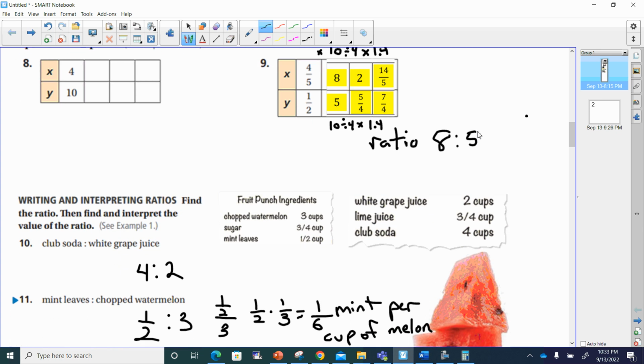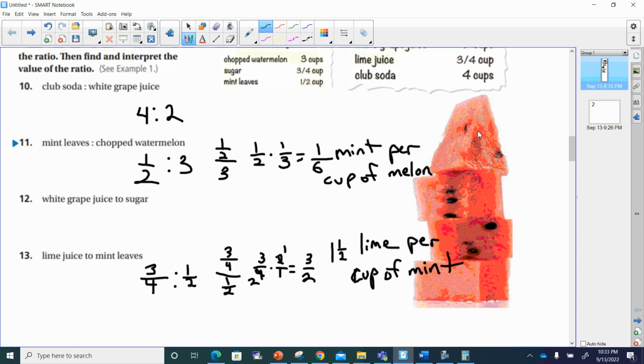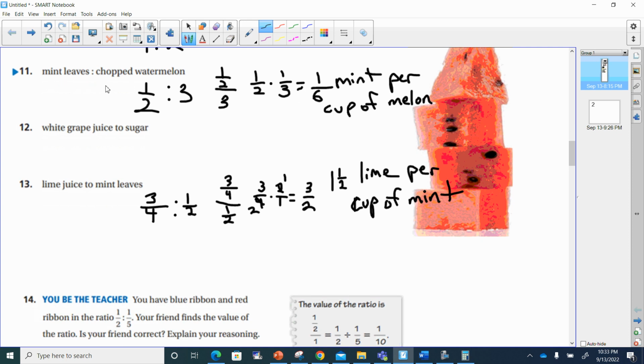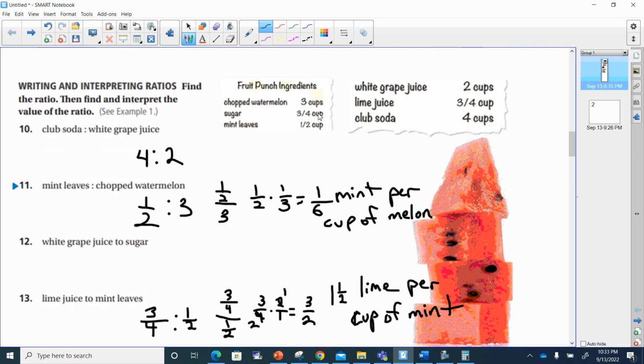All right, so let's go ahead and move down to number 11. On number 11, it says mint leaves, chopped watermelon. Well, if I'm looking at these, it says find the ratio of these ingredients, right? So it says mint leaves would be 1/2, chopped watermelon would be 3. So I have 1/2 to 3 as my ratio. I'm going to take 1/2 and divide it by 3, which means I have 1/2 times 1/3. And that'll give me 1/6 mint leaves per every cup of watermelon.